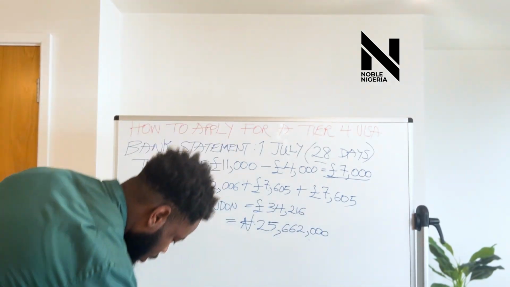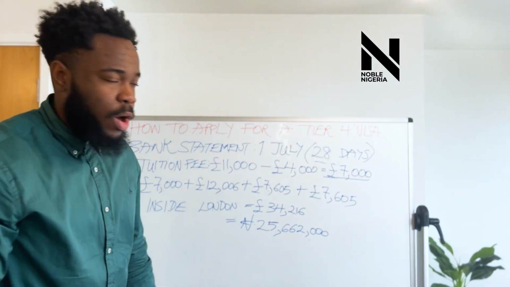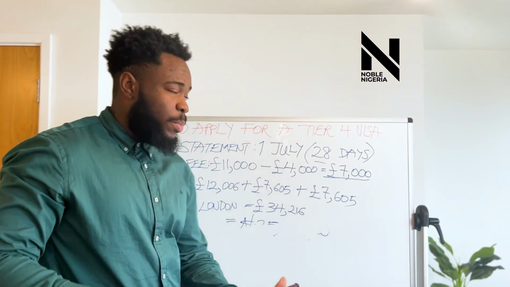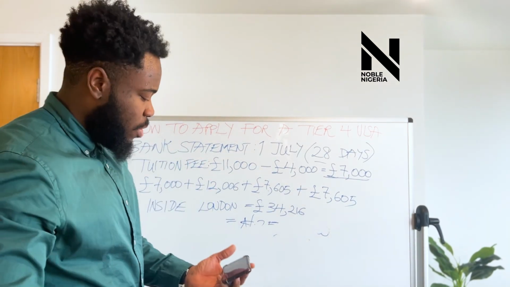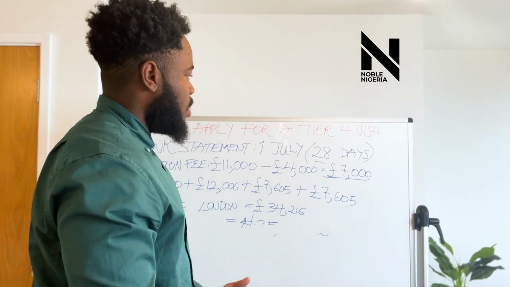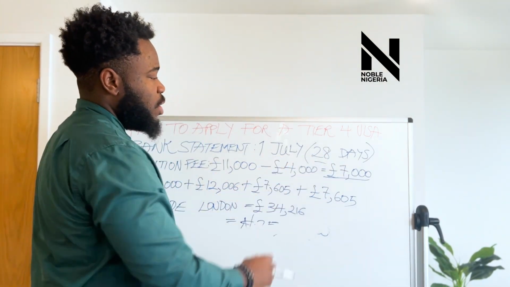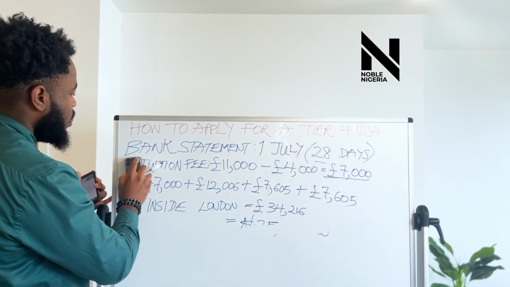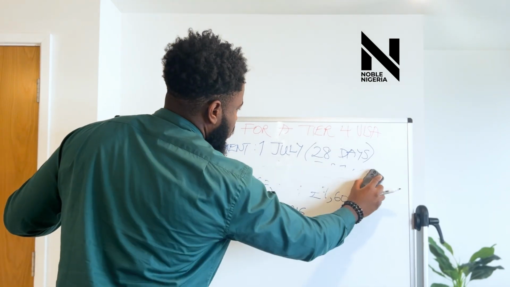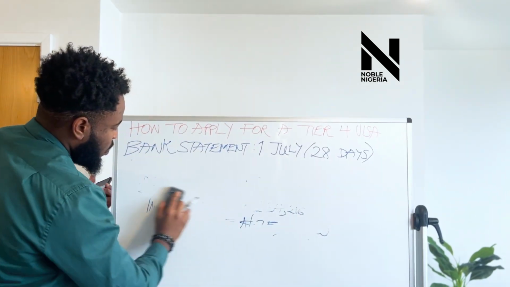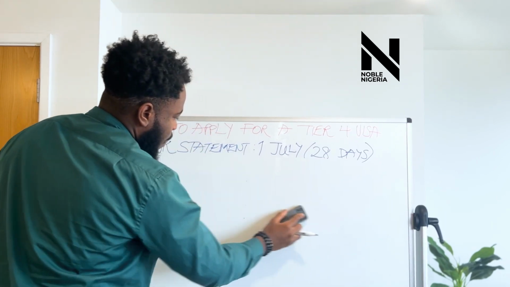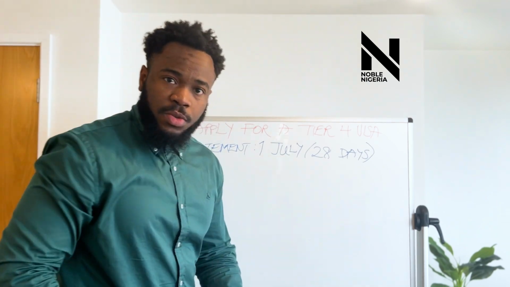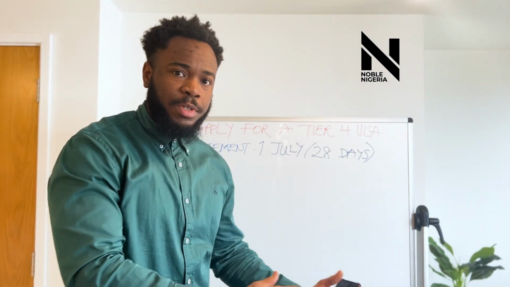Obviously, it's more. Not just because it's inside London, but because you're applying with your wife and your child. So the first thing is your bank statements. This is the reason why I began with bank statements: 28 days, 1st of July, so that means by the 1st of August. We've dealt with bank statements. By the 1st of August, the money has been there for 28 days.